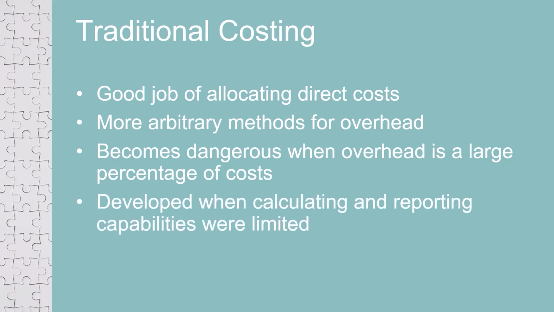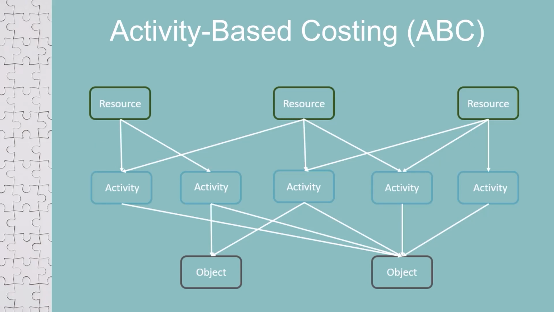To be fair, this was done before computers, when calculation and reporting capabilities were limited. For simpler companies with low overhead, the benefits of more advanced costing didn't exceed the cost. As overhead costs increased, simple assumptions could no longer be used to allocate them. At the same time, computing costs and software sophistication increased, reducing the cost of analysis.